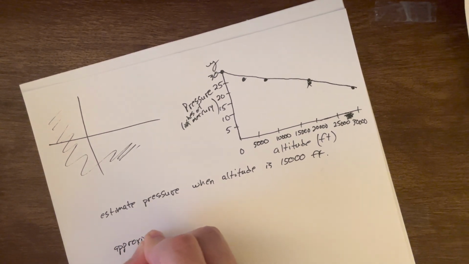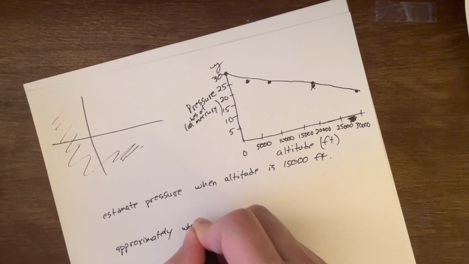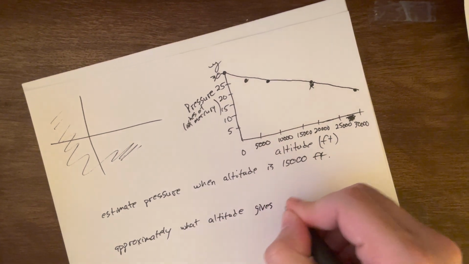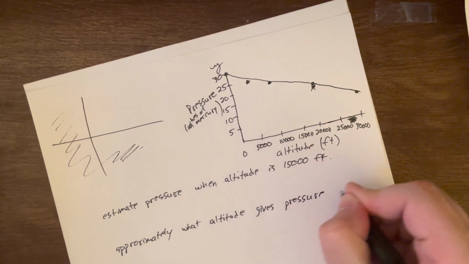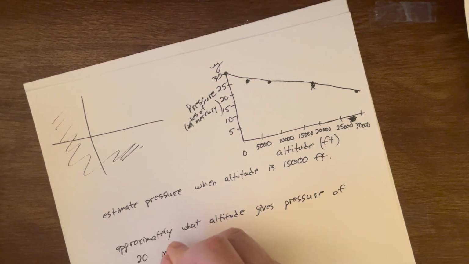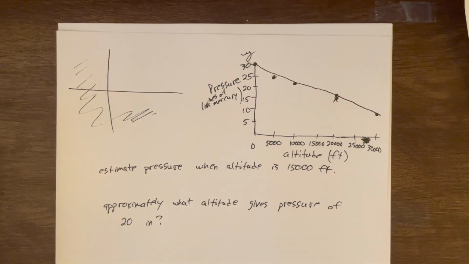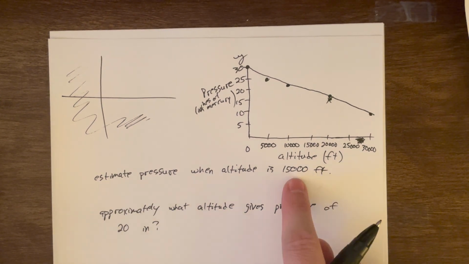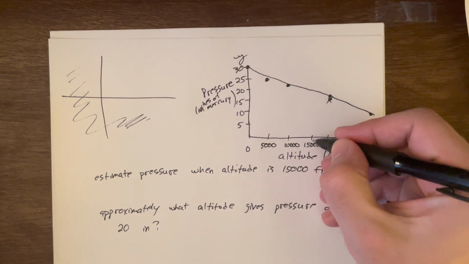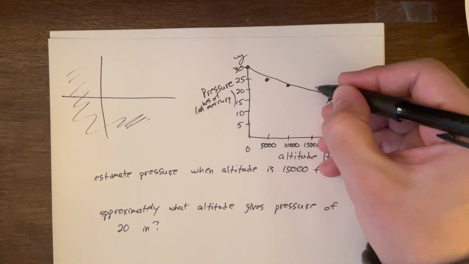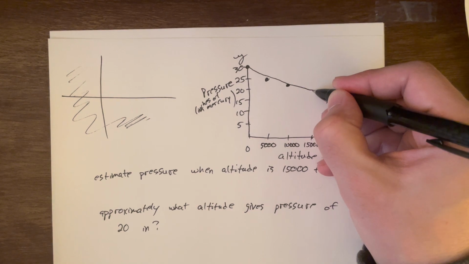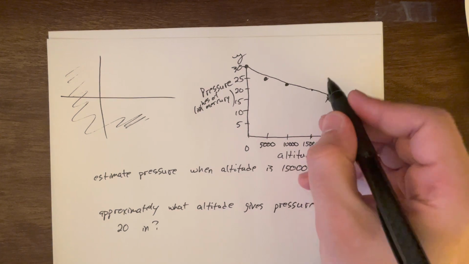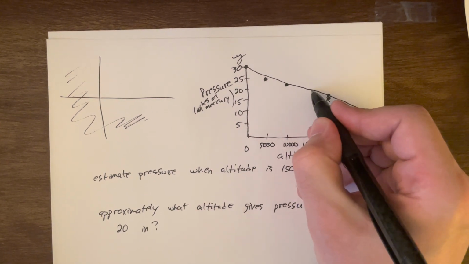Approximately what altitude gives a pressure of 20 inches? So really just realizing what you're being given. Here, altitude is your X. So you go to X is 15,000. You do your best to approximate the value of this point. And this point, unfortunately, this answers both of them. That's my fault here. But I'll point it out as a separate problem.